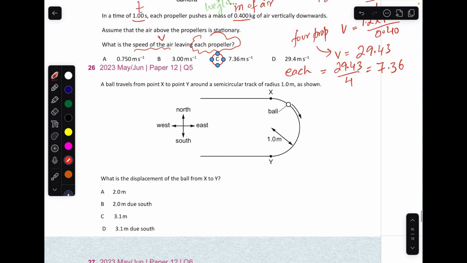Okay, the next question: a ball traveled from point X to Y around a semicircular track of radius 1. What is the displacement of the ball? So as we have discussed in the previous question, displacement depends on the initial and final position. So it's moving from X to Y. Displacement is a vector quantity, so you need the arrow as well. As you know, this is a semicircle, from this point to this point it is the radius, that is 1.0 meter, and the same goes from this to this. So 1 plus 1 will be 2, and it's moving to the south, so it's option B.